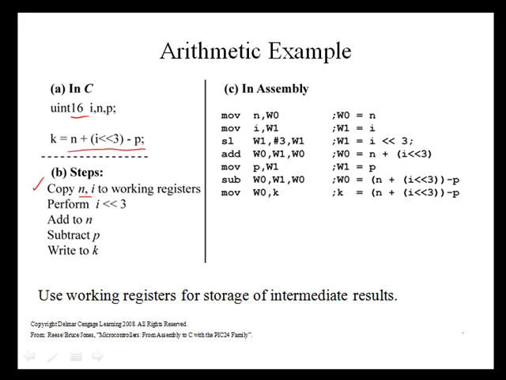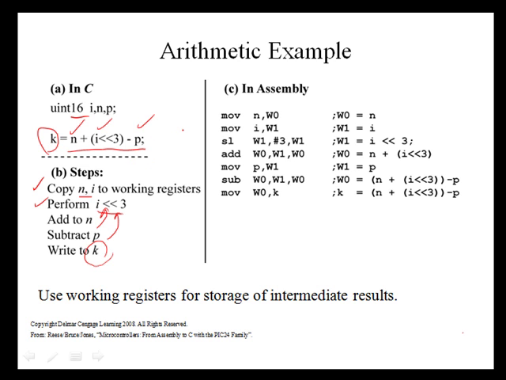First thing we want to do is copy N and I to some working registers. Then we can compute the result of I shifted to the left by 3 positions. We can go ahead and add N to that result. We can then subtract P from that and finally write the entire thing to K. One thing we want to be careful of when doing this computation is that only the memory location K is changed. N, I, and P all retain their original values.